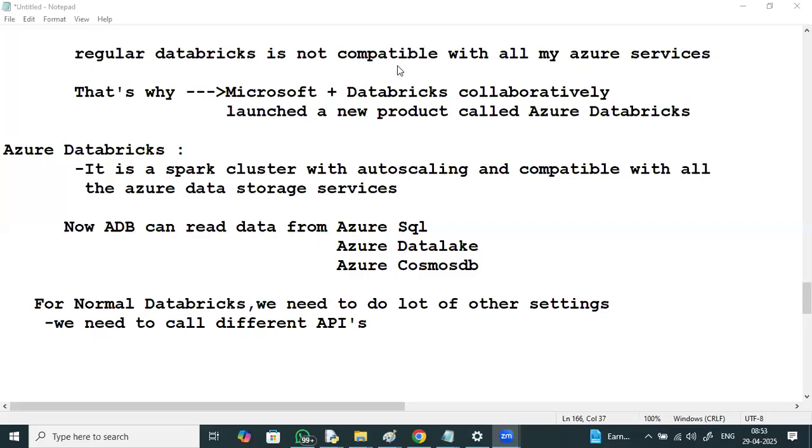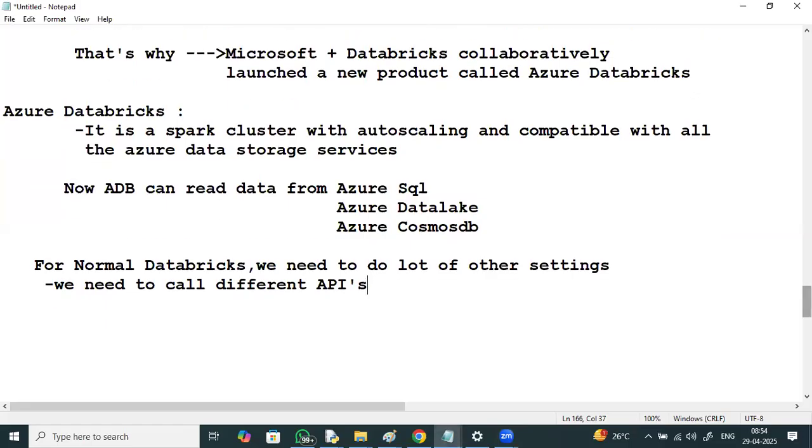How many nodes you need in a Databricks cluster, based upon the data volume, you are going to decide. So you have the entire control of the cluster in Azure Databricks, because you are going to design the cluster. We have different types of clusters available. Later I will discuss this.